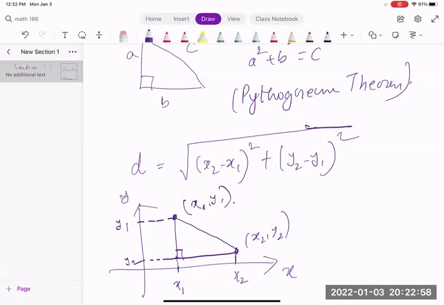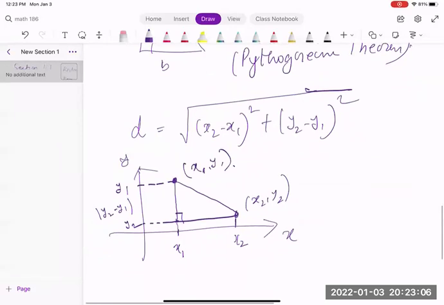Okay, so the distance between this part is your y2 minus y1, the difference between y2 and y1. And for your x-axis, again, x2 minus x1 is your distance, right? So the difference between them.